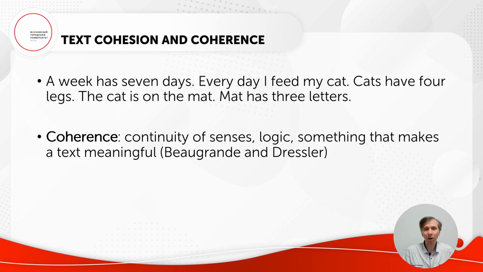Coherence means almost exactly the same as cohesion. However, it is the continuity of senses rather than formal characteristics. Continuity of senses, logic, something that makes a text meaningful. And this is something that Halliday highlighted when he said that a text is not only a formal unity, it's also a semantic unity. And this term is explored by Beaugrande and Dressler. So I think it's clear what coherence is. This is the continuity of logic.